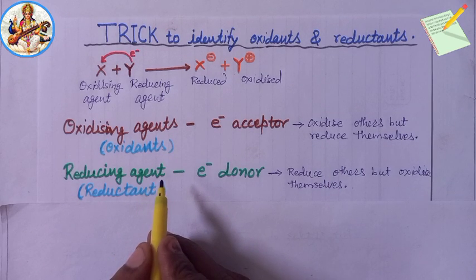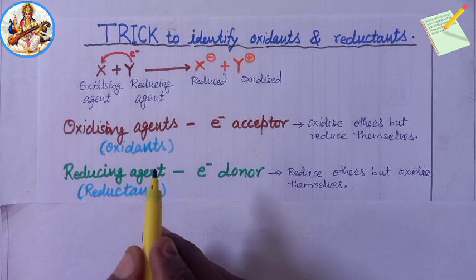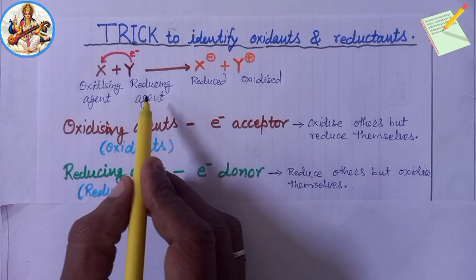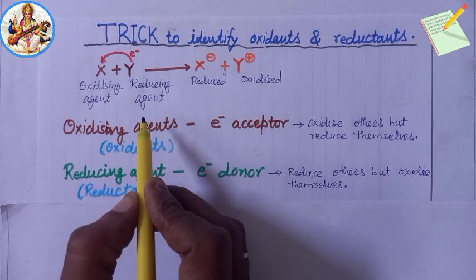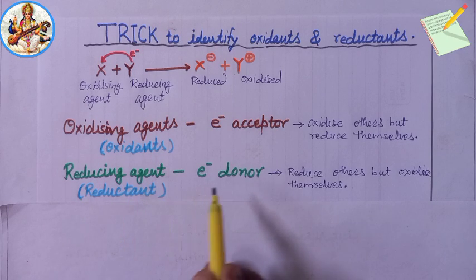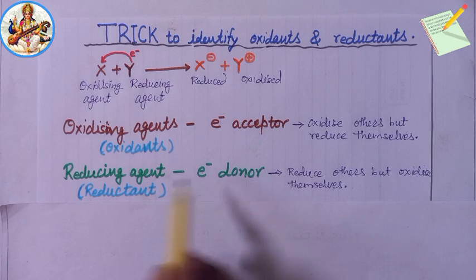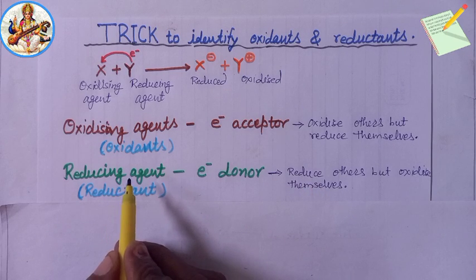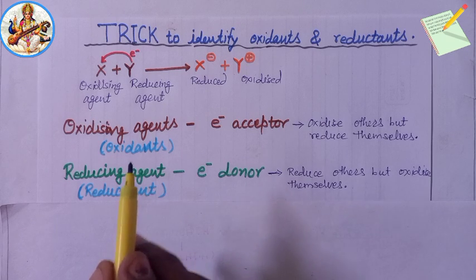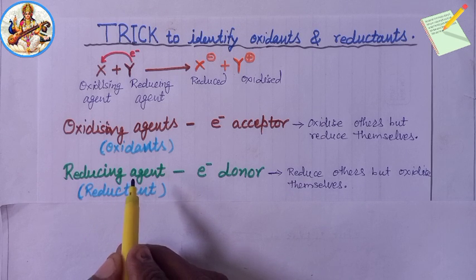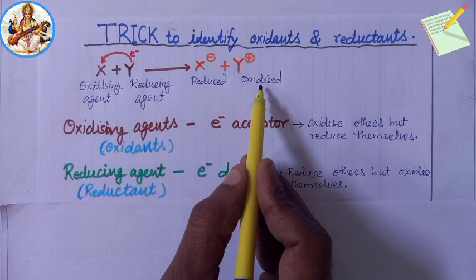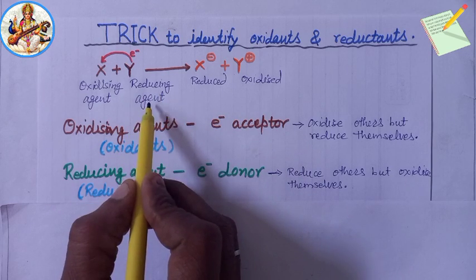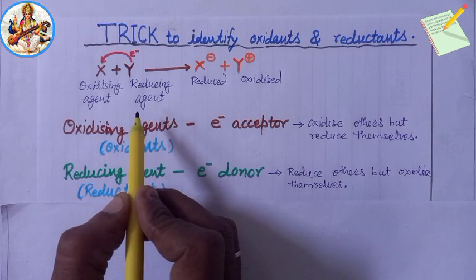On the other hand, when a species loses electrons in a chemical reaction, it is known as a reducing agent or reductant. Reducing agents are electron donors. These substances reduce others but oxidize themselves. So, the substance which is oxidized in a chemical reaction is known as a reducing agent or reductant.